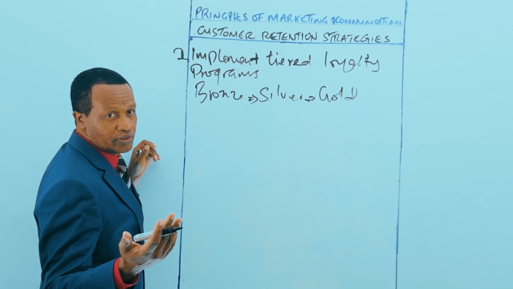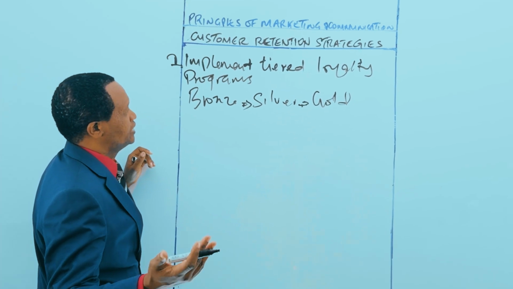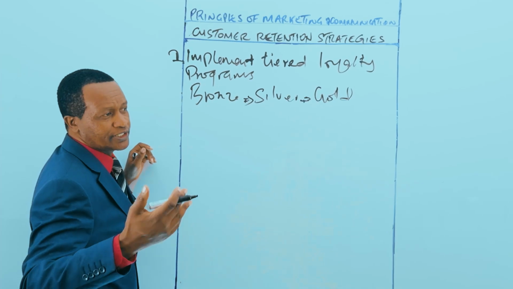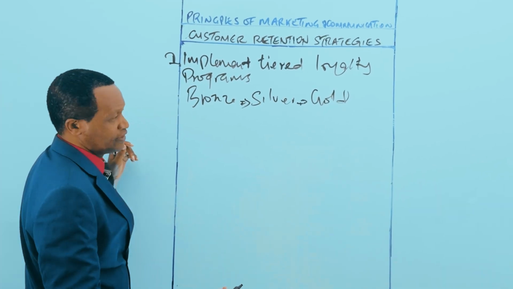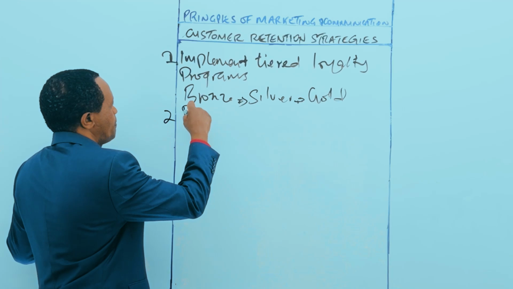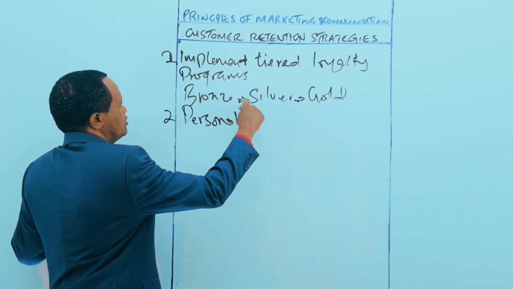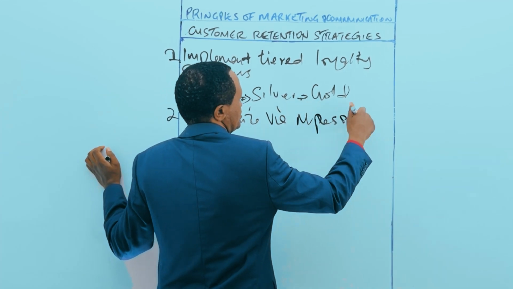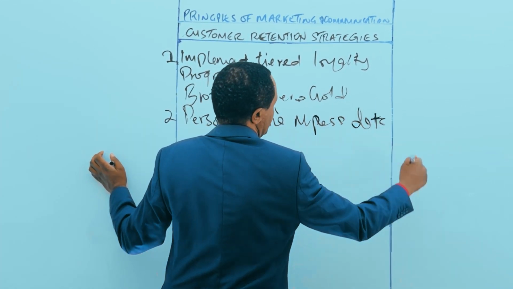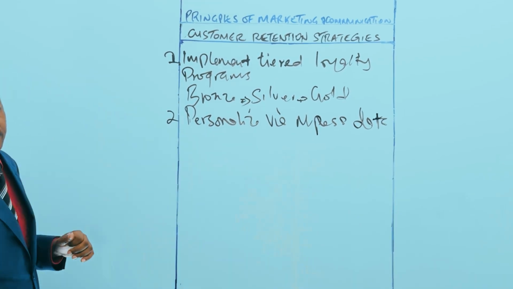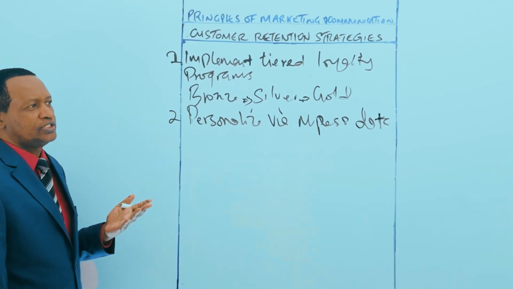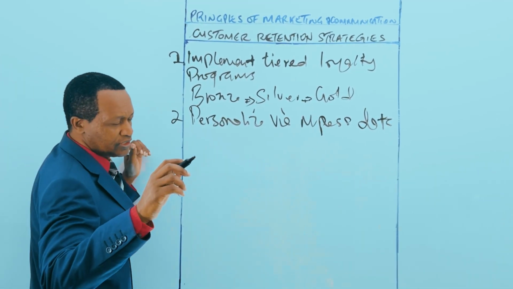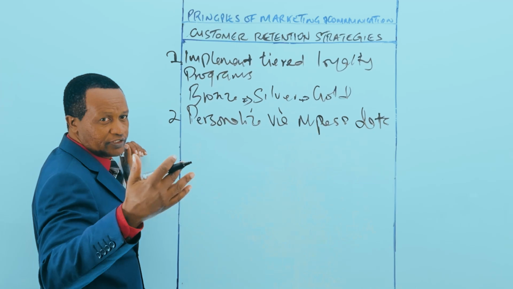Apart from implementing a tiered loyalty program, you can also personalize via M-Pesa data. You can use M-Pesa data to personalize. You can also use a CRM. So personalization is a human touch that makes a customer feel valued.